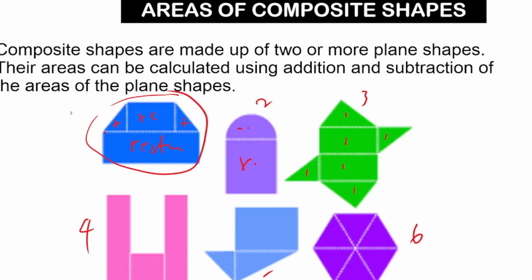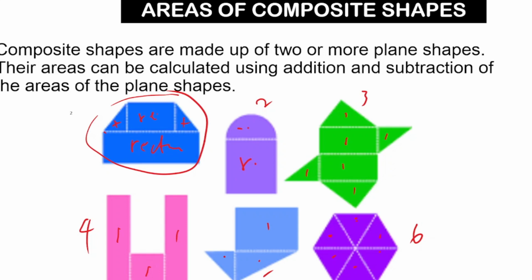So for the fourth one here, this is a rectangle. This is a square. This is a rectangle. The same thing with this one. This is a rectangle, triangle, triangle. So all of these are triangles. 1, 2, 3, 4, 5, 6 triangles. We have 6 triangles there. So just calculate the area of the triangle and multiply by 6. So that is that on this one.